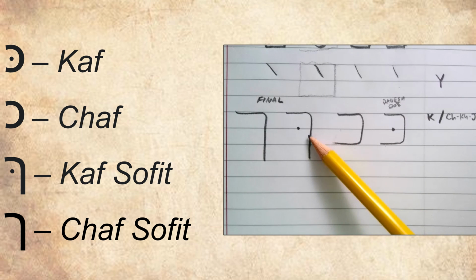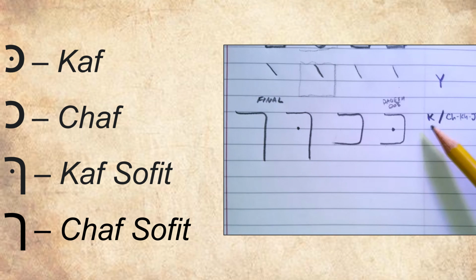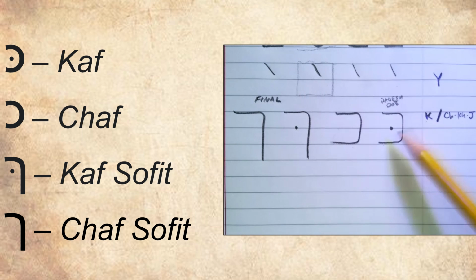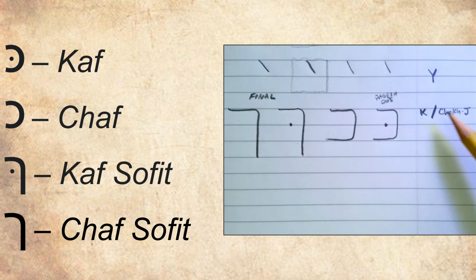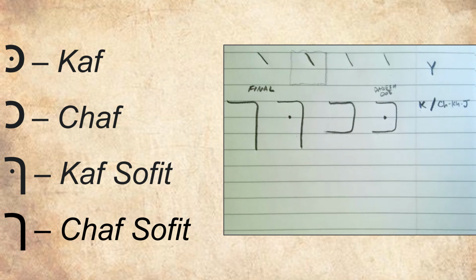Okay, and we've reviewed the presence of the dagesh, and the same applies to the final form. This is kaf sofit, so it's pronounced as k, k, k, and this is chaf sofit, pronounced as ch, ch. Okay, again, you can use the English letter K to transliterate the kaf or the kaf sofit, and the English letters CH or KH, and for Spanish speakers J, to transliterate the letter chaf or chaf sofit.